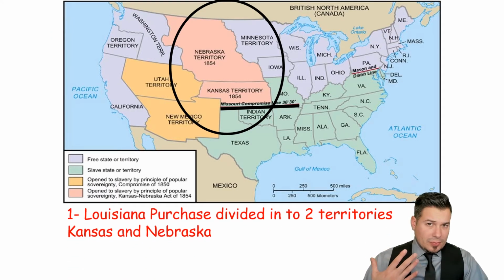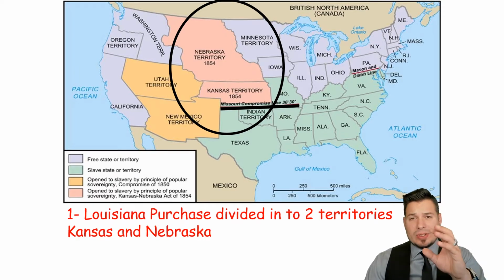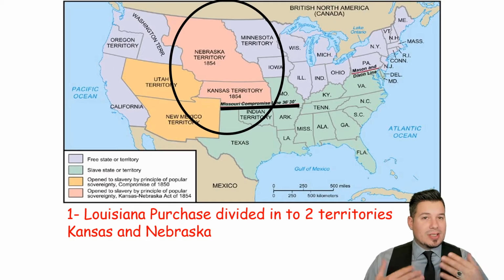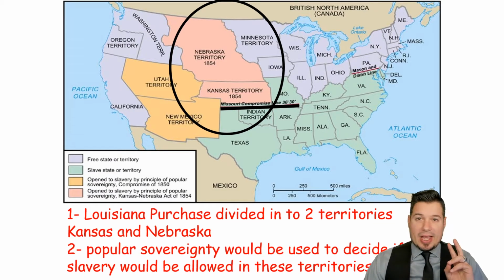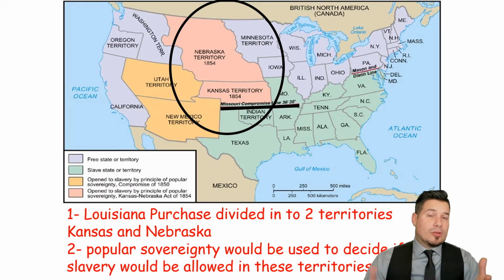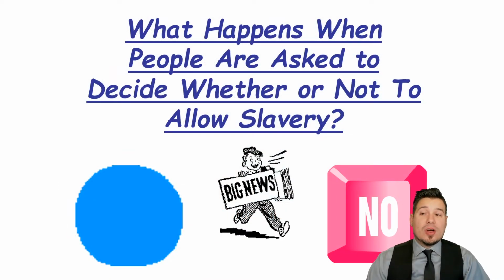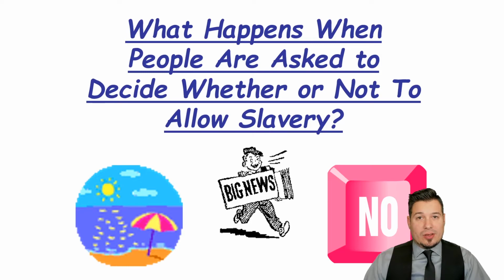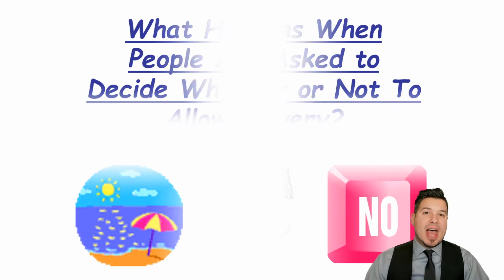So, the Kansas-Nebraska Act says that the Louisiana Purchase, the last real parts of it, are going to be divided into two territories, Kansas and Nebraska. And of those two territories, both are going to have popular sovereignty used to decide if slavery would be allowed in those territories. So what happens when people are asked to decide whether or not to allow slavery in a territory? Well, it becomes a mess.